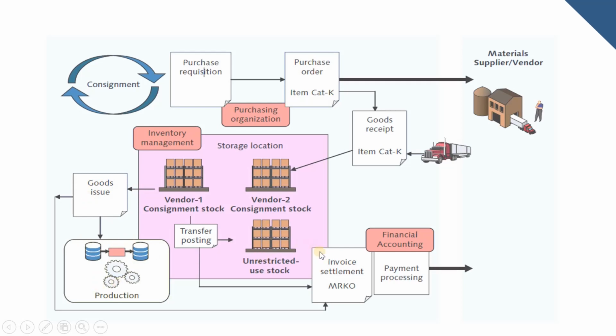So after this we have to do the invoice settlement, that is called MRKO. So you can do it for goods issue or you can do it for the transfer posting. Whatever it may be, you have to do the MRKO for the invoice settlement on a monthly basis or weekly basis. Then it will go for the payment processing, that is the finance department will handle. So this is known as the consignment procurement. What are the prerequisites for the consignment procurement? So let us see this hands-on, or you can say practical creation of consignment procurement.